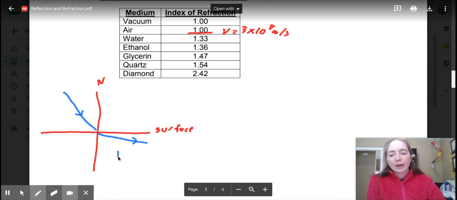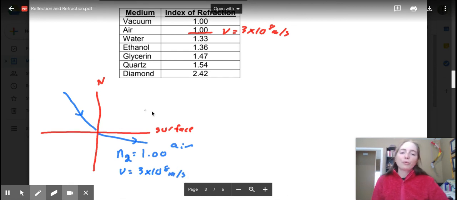Now, if we're going to make this, let's make this water. Let's make this air. Okay, I know that the N, make this 2. Why not? The N of 2 in the air is going to be a value of 1.00. And we know the speed in air is 3 times 10 to the power of 8 meters per second. Now, when we look at all these other values to pick from, they're all higher than air. So we know that as this ray is going to be coming in, which we are going to try and find this so we can identify what it is.